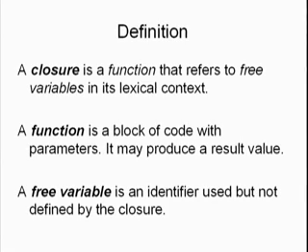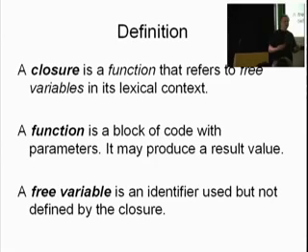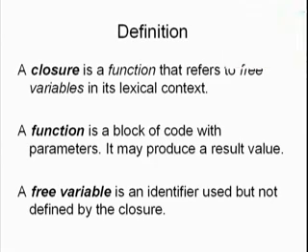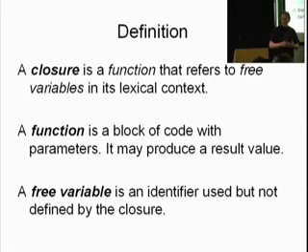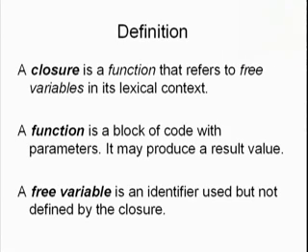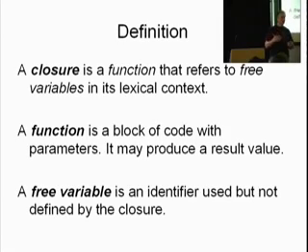And what is a free variable? A free variable is essentially a name that has a definition outside the closure. It's not defined by the closure, but it's used inside the closure. And you want those free variables in the closure to have the same meaning that they would have had outside the closure. So it's basically lexical scoping.